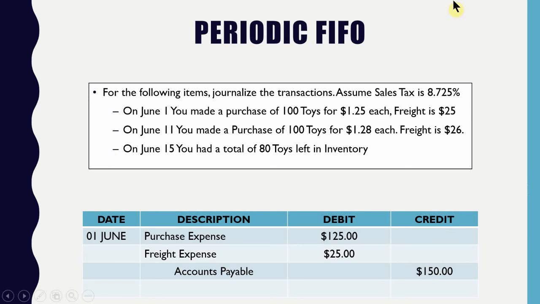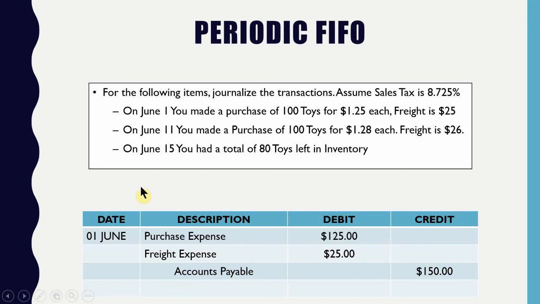So here we recognize that on June 1st we had a purchase expense, a freight expense, and accounts payable. We don't include sales tax because one, we're not making a sale, and two, we're a wholesaler, so we're exempt from sales tax. Okay, so good. That's exactly how you journalize it.